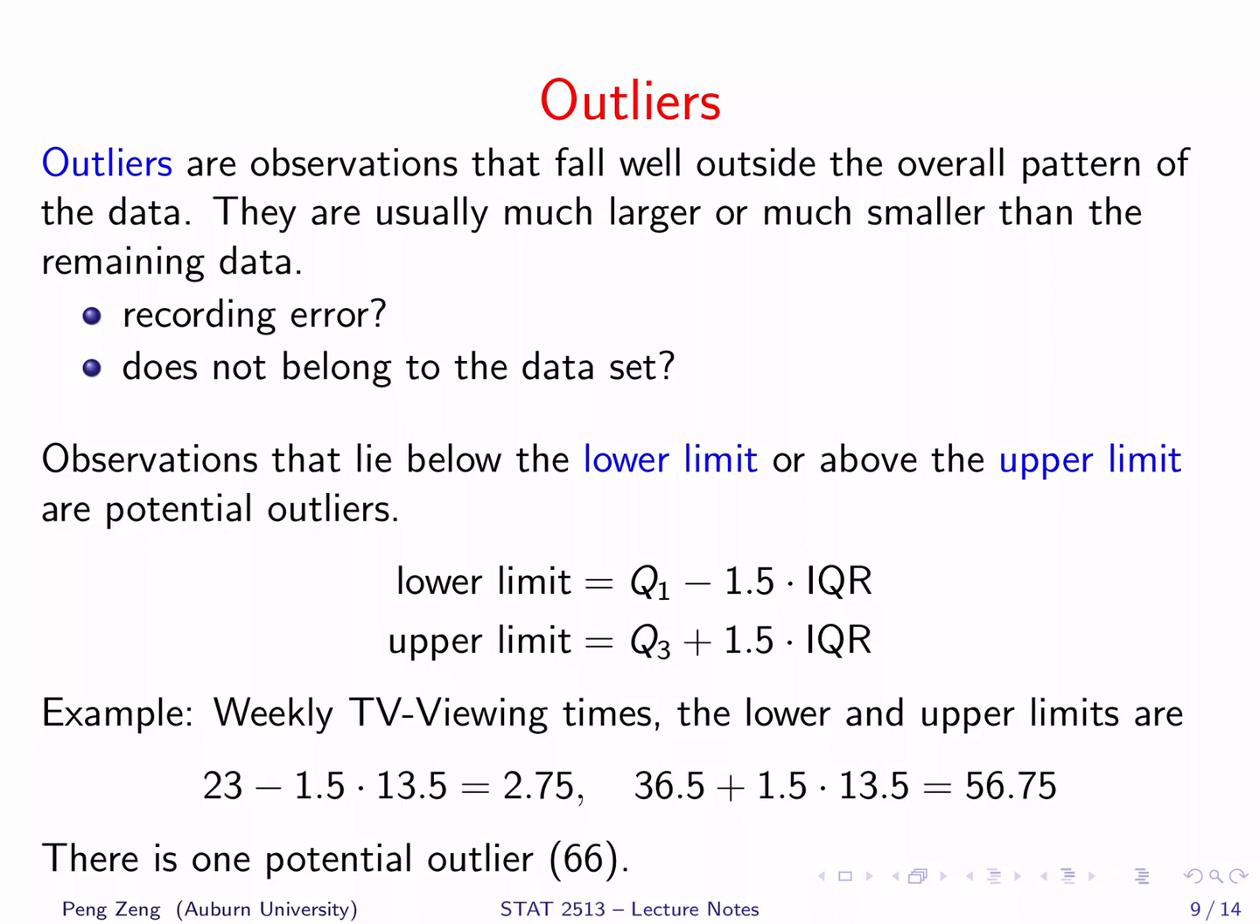Outliers are observations that fall well outside the overall pattern of the data. They are usually much larger or smaller than the remaining data. If there is an outlier, we need to check whether it is due to a recording error. For example, you may misplace the decimal point.